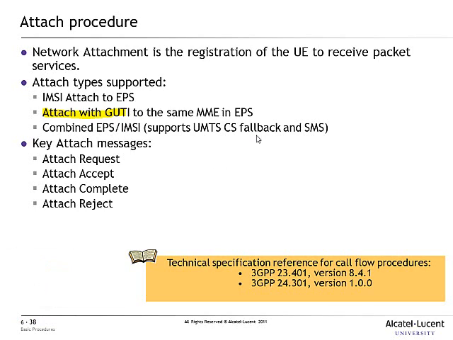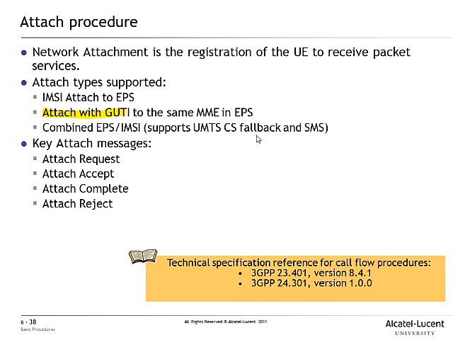So IMSI attach first time, thereafter you do attach with GUTI, and then you also have this third attach for something called UMTS circuit switch fallback. A lot of operators are implementing this idea, the idea that when you want to make a call, you fall back to a circuit switch network in a UMTS network. And this is referred to as a combined EPS IMSI attach. The three types of attach.